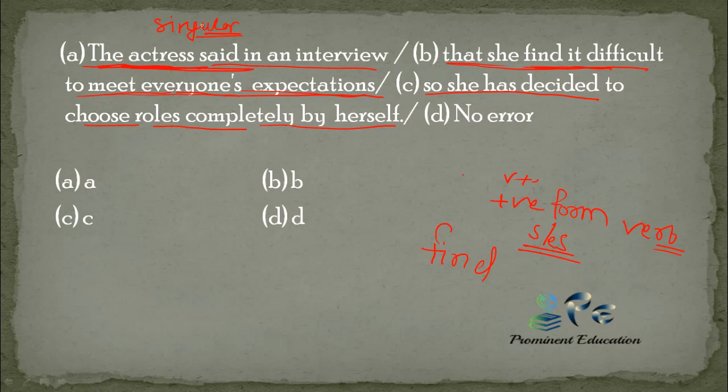Since your subject here is singular, you will have to make the verb singular, and what you will do, you add s or es to make it singular. So "finds" here is singular, so this sentence contains the error. So part B contains the error, so the answer of this question is part B.